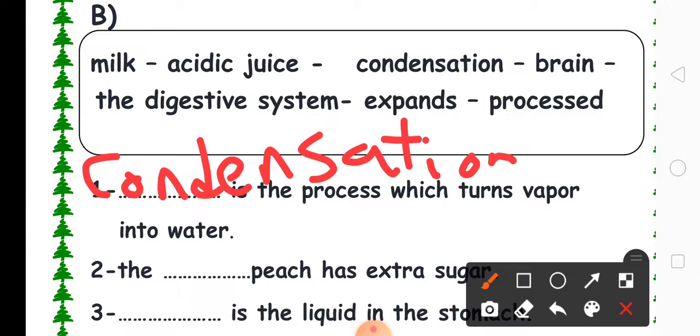Number 2, the dots peach has extra sugar. Yes, we have fresh peach and processed peach. A fresh peach has natural sugar, but the processed peach has extra sugar. So we write processed.